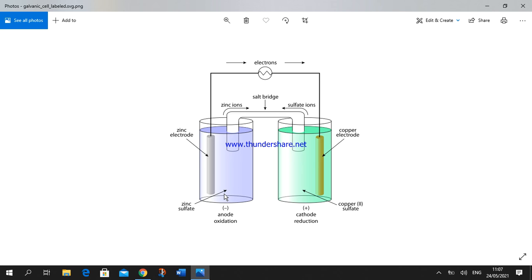So we use a salt bridge, as we see in the figure in front of you. The salt bridge in the galvanic cell contains another ionic compound, sodium chloride. A salt bridge is used in this type of electrochemical cell to connect the oxidation and reduction half cells of the galvanic cell, and it also maintains the electrical neutrality within the internal electric circuit.